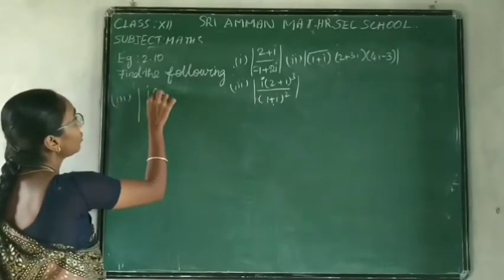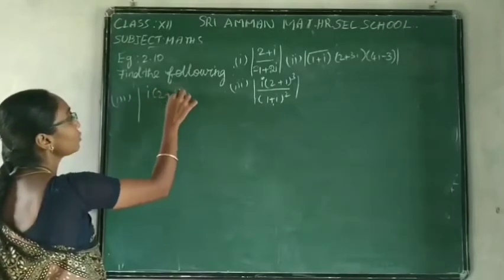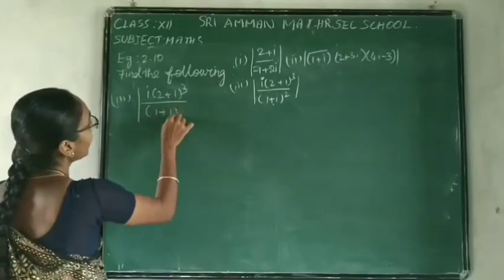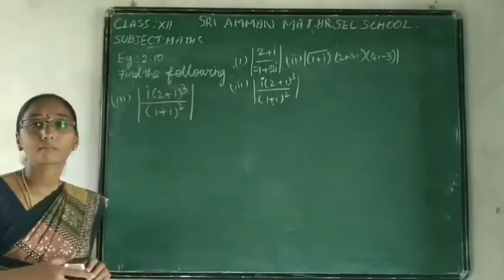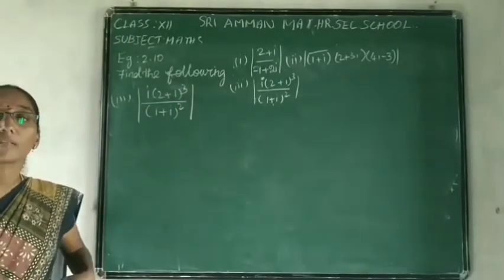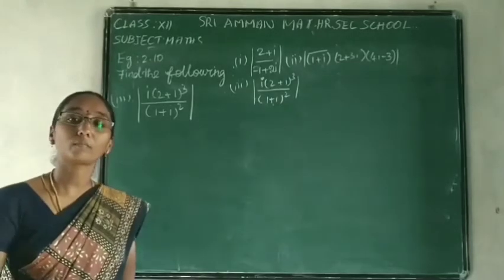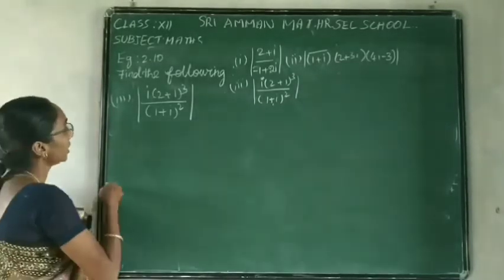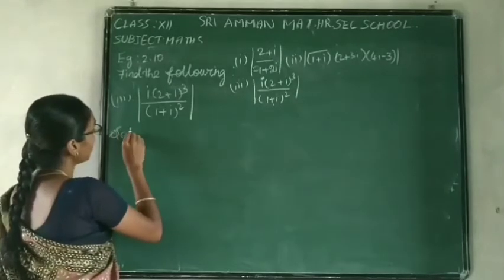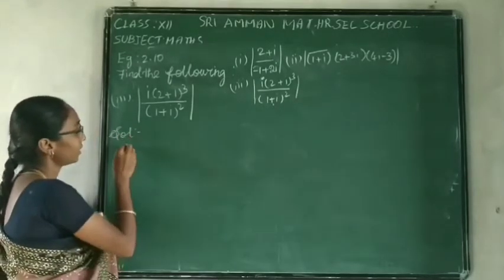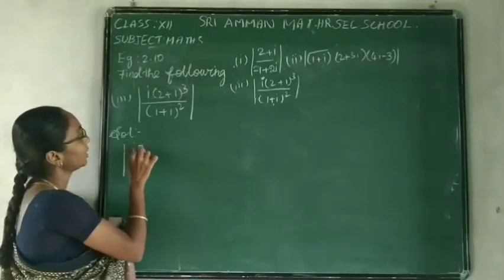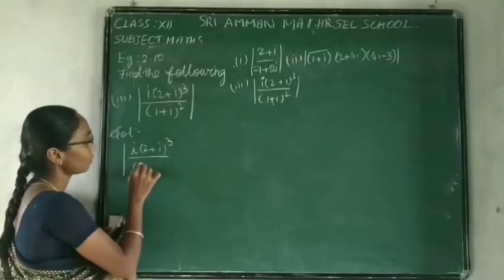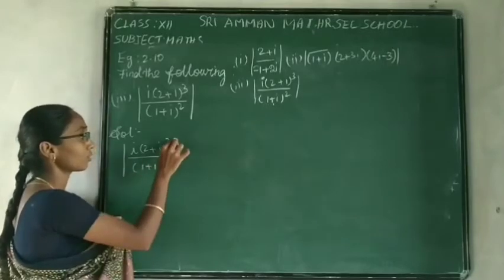Modulus of i into (2 plus i) whole cube, divided by (1 plus i) whole square. Okay, this is the question. We want to find the answer for this question. The solution is: write the question on the left hand side, modulus of i into (2 plus i) whole cube divided by (1 plus i) whole square.